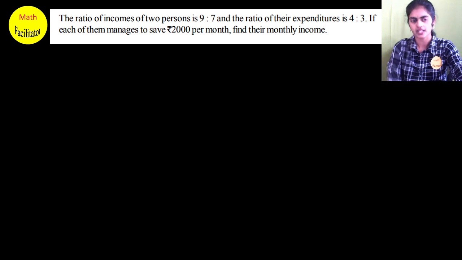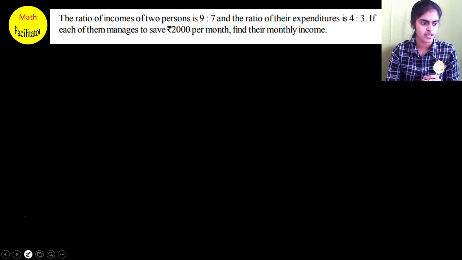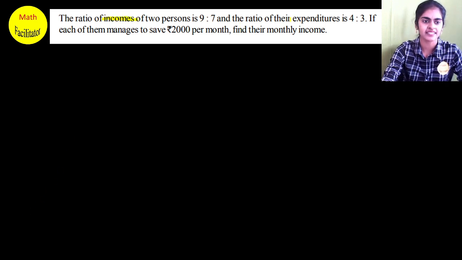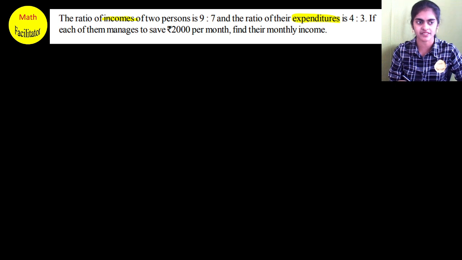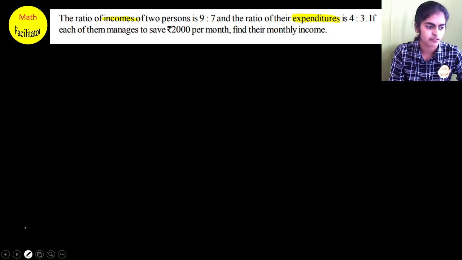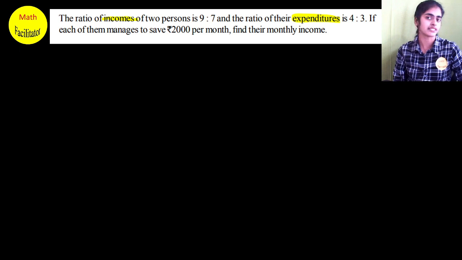This is the question. Here we have to understand two concepts. First is what is given to us: the ratio of income is given to us, and the ratio of expenditure is given to us. And each of them manages to save 2000 per month, and we need to find the monthly income.